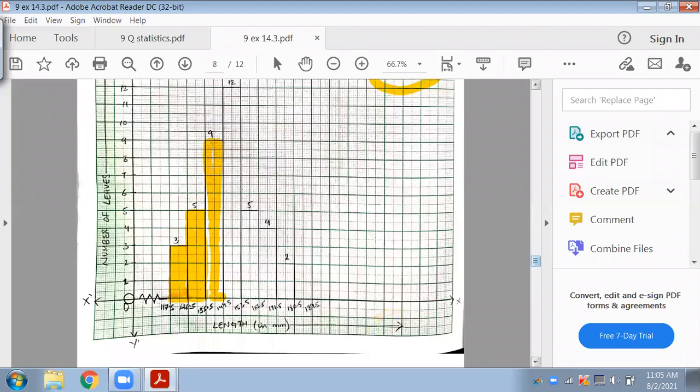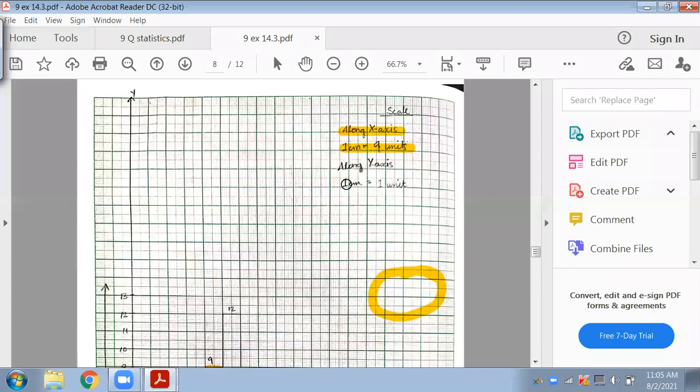And along the y-axis, what have we taken? We have taken 1 cm as 1. So again we'll write along the y-axis 1 cm equal to 1 unit. So write that nicely. If the scales are not the same on the x-axis and y-axis, we have to differentiate it. And how to differentiate it? We'll write along the x-axis 1 cm equal to 9 units, along the y-axis 1 cm equal to 1 unit.